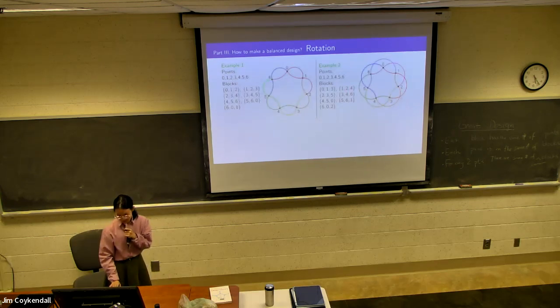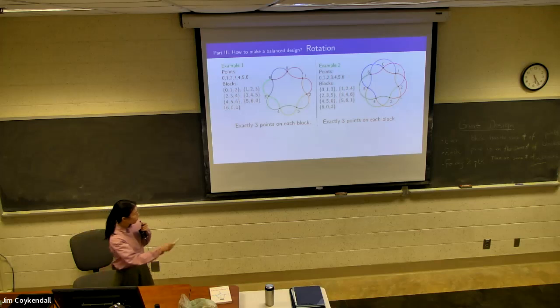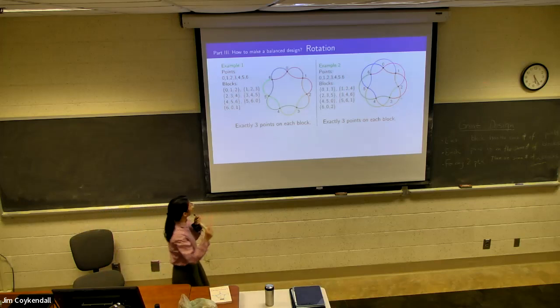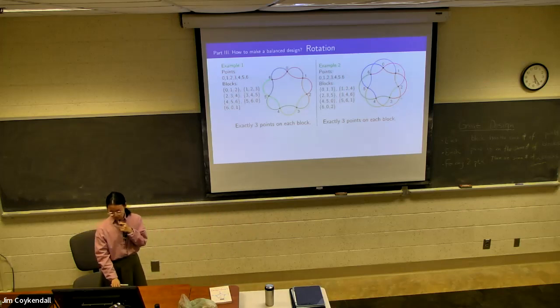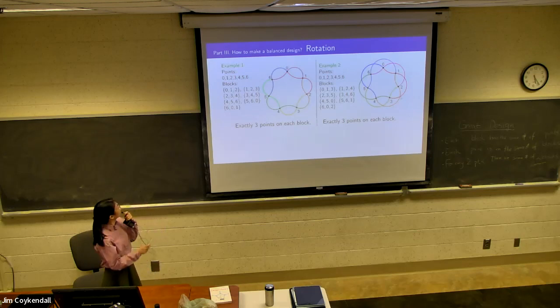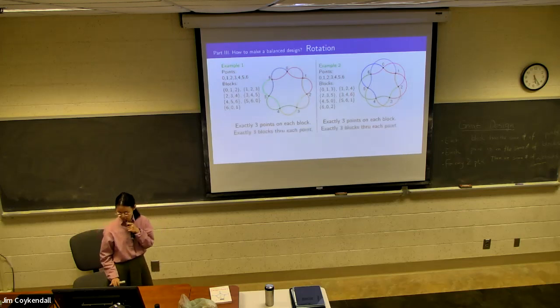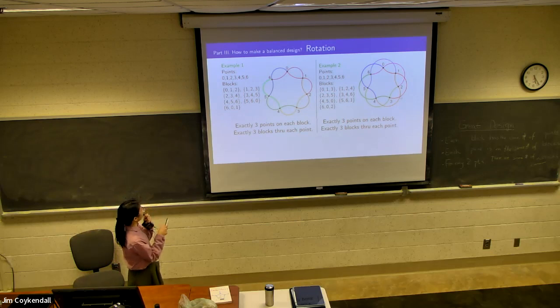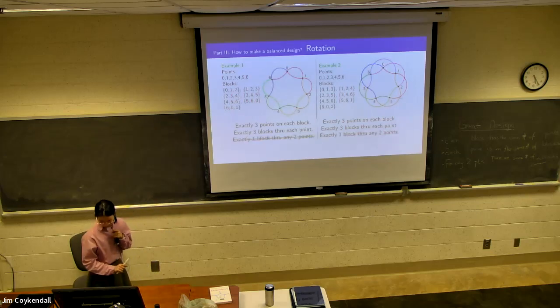Okay, we can compare these two designs and try to check what features they have. Well, there are 3 points on each block. That is how I create the blocks for both sides. And then there are 3 blocks through each point. That should be true again. Well, because 0 will appear in the first digit once, and then the second one here, and then the third time will be here. So both of them will be the same.